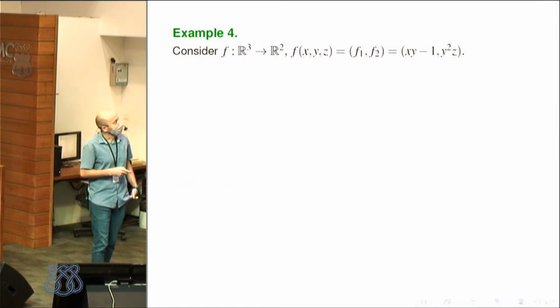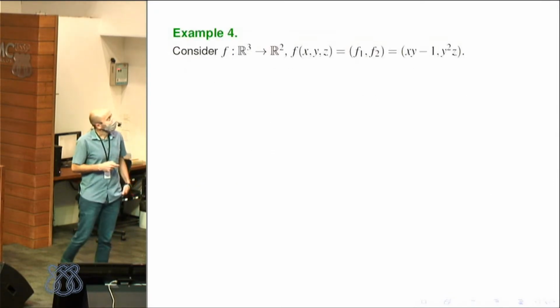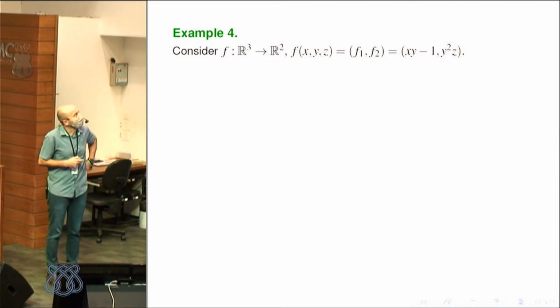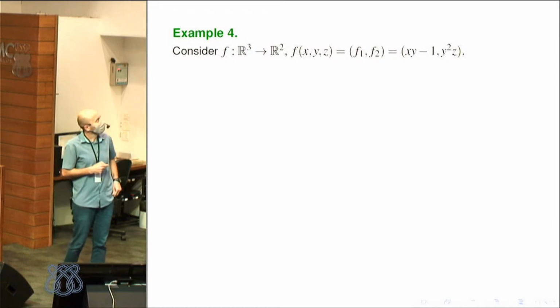One example to illustrate the definition. You take the same example from the first talk. We consider F from R3 to R2, defined as follows.